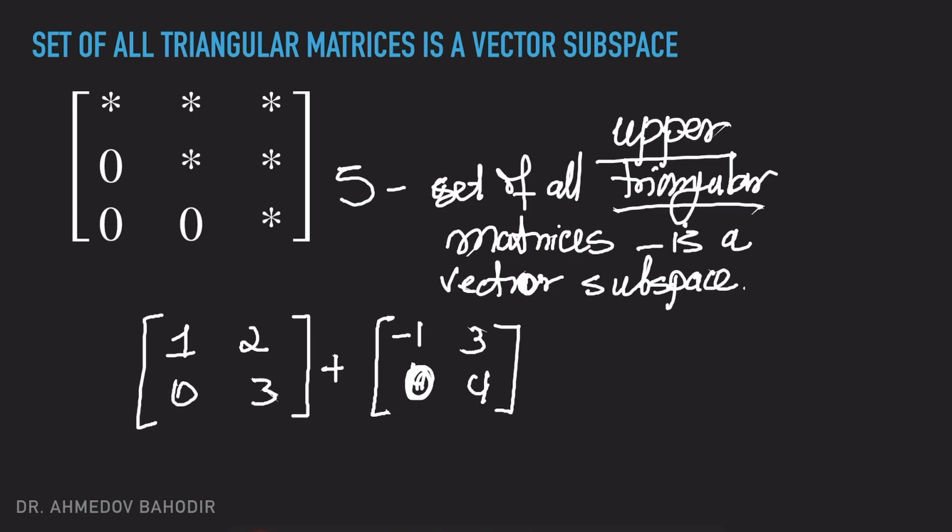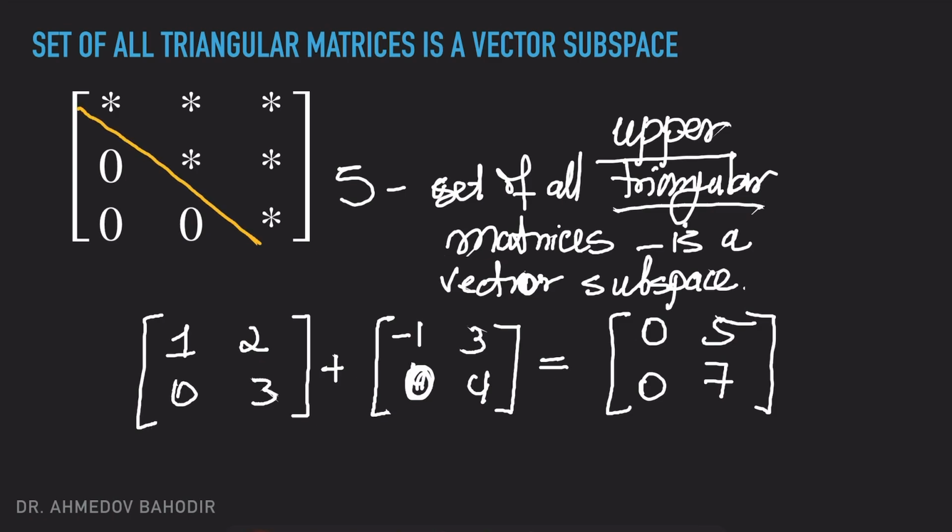And the summation is going to be an upper triangular matrix. It is going to be 0, 5, 0, 7. Is it an upper triangular matrix? Yes, because the definition of an upper triangular matrix is that all the entries below the diagonal should be equal to 0. Please note that we don't put any constraint on the entries above the diagonal. They might be any numbers, including zeros.